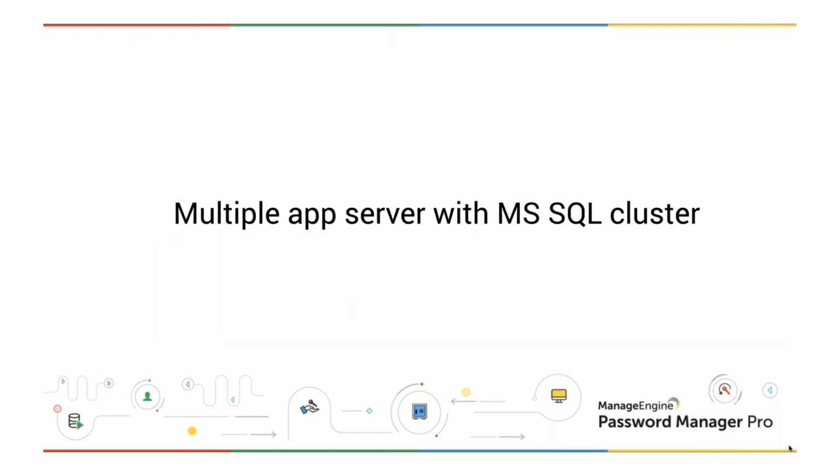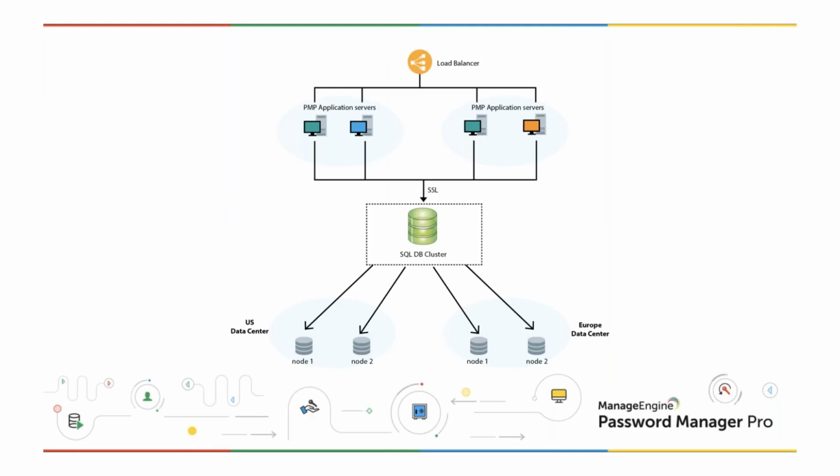And the last one is multiple application servers with the SQL cluster backend. You can have as many application servers as you want, pointing to a load balancing solution, which is going to tell which server the request has to be sent to. And these application servers will be pointed to a common SQL DB cluster. For the DB part, you can go for any type of clustering mechanism. So these are the different functionalities available in the product.